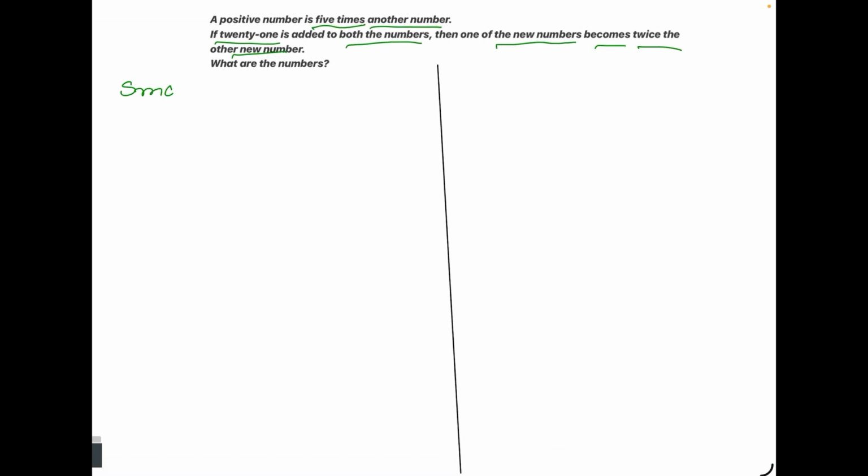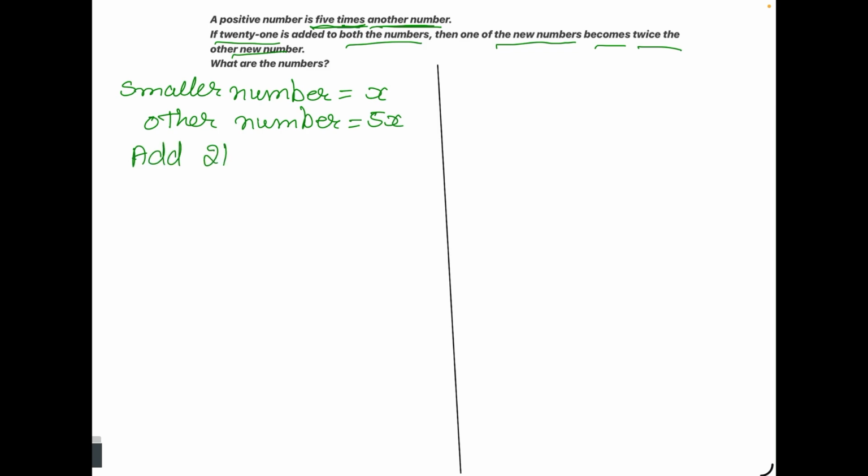First of all, assume smaller number is equal to x and other number is equal to 5x. Why 5x? Because here it is written in the question that a number is 5 times another number. Now we will add 21 to both the numbers, because here it is mentioned if 21 is added to both the numbers. So the numbers become x plus 21 and 5x plus 21.